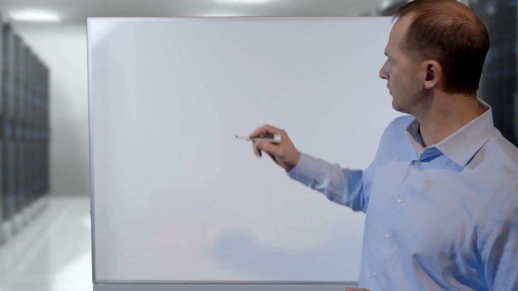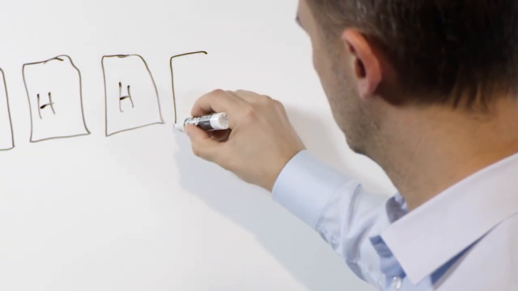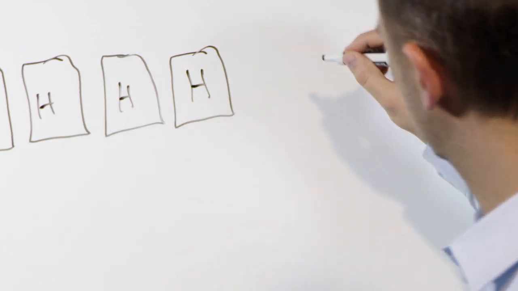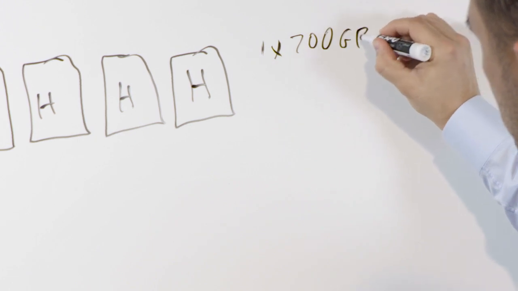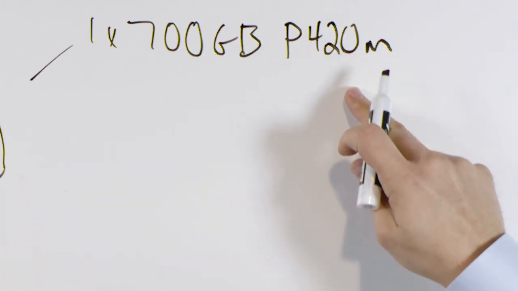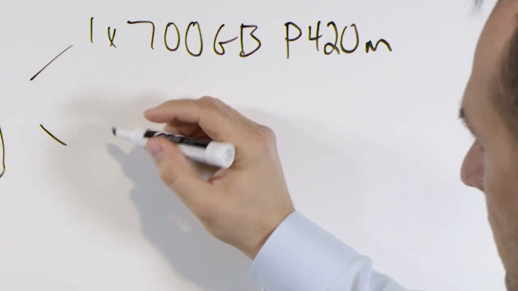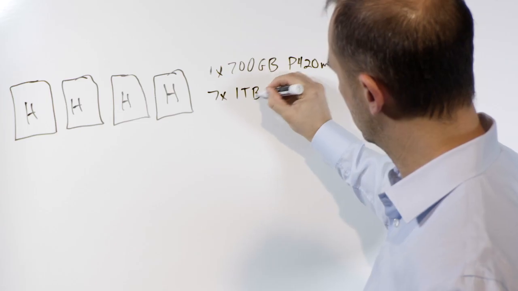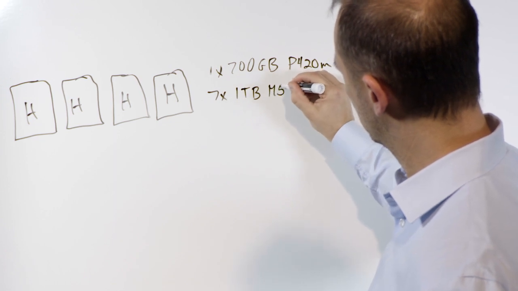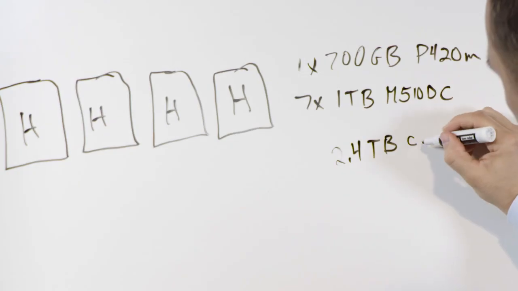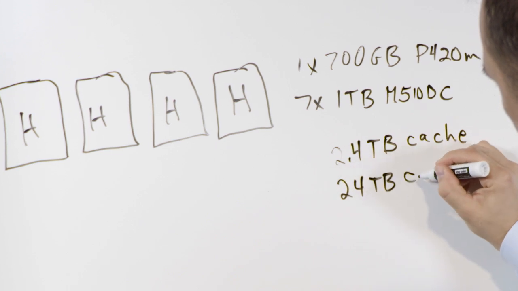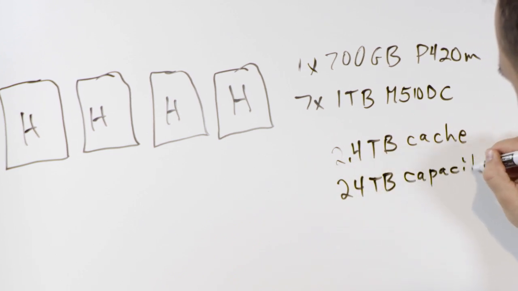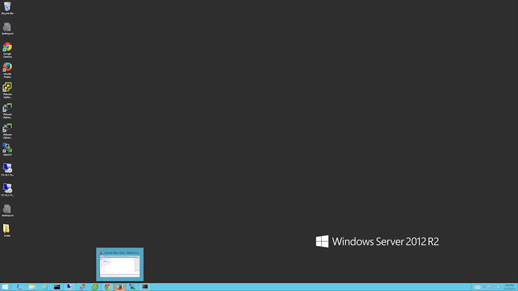So the configuration in our lab is four standard Intel servers. These are our hosts, each one with two sockets and 256 gigs of RAM. For storage, each one has a single 700 gig P420M PCIe drive. That's the cache layer. In addition, each one has seven 1 terabyte M510DC SATA drives, and that's the capacity tier. So these guys are our hosts, and they're all connected through two 10 gig Ethernet switches. Now this capacity, when you look at the formatted usable capacity, comes out to 24 terabytes of capacity and about 2.4 terabytes of cache.